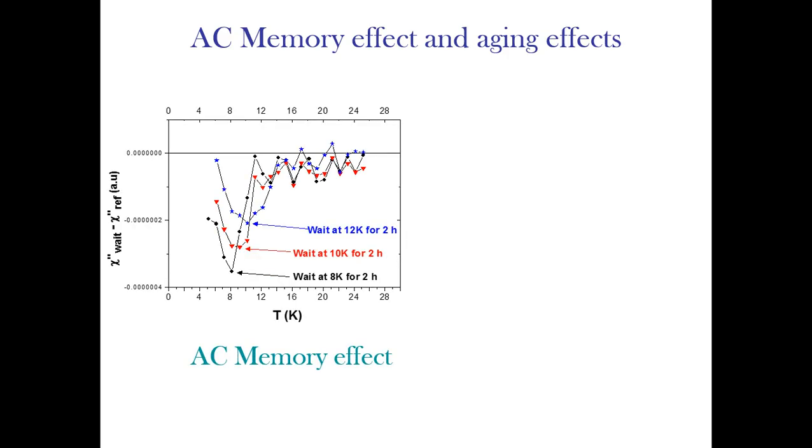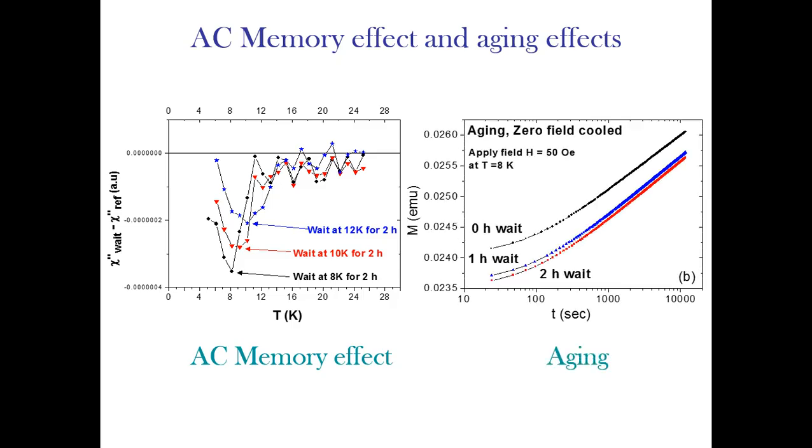The memory effect is the fingerprint for spin glass behavior, and here you can see on the left hand side figure, which is taken as the difference between the reference curve and the waiting curve. For the waiting curves, these are not the curves themselves, these are the differences of curves. So we have one reference curve and three waiting curves. For the first waiting curve, we cool down the sample and wait at 12 Kelvin for 2 hours, and then go to 4 Kelvin and take the measurement.